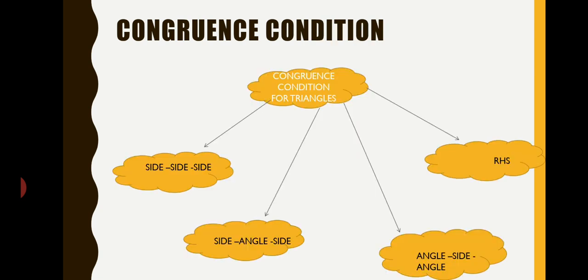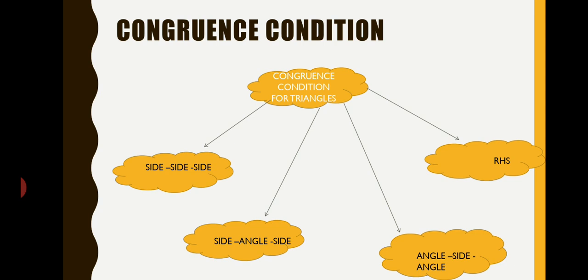There are different conditions that we will use to prove the two triangles as congruent triangles. These are side, side, side; side, angle, side; angle, side, angle; and RHS. So what is side, side, side? We also name it as SSS. Side, angle, side, SAS. Angle, side, angle, ASA.